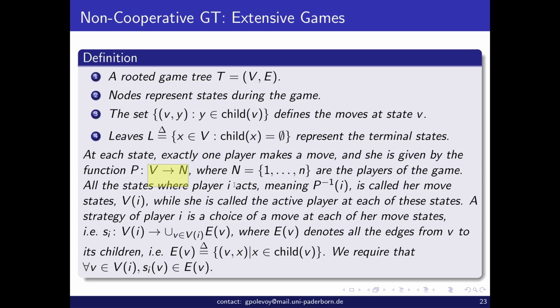Now, therefore, all the states where player i acts are the inverse image of i. So all the states from which this function goes to player i, denoted as P inverse of i. It's simply the states from which the function that tells who acts now goes to player i. All the states from which i acts. They're called her move states. I suspect many books will call it action states. So let's be aware and understand what they mean, because it depends. I know some people call it move, but anyway, be aware when you read a book. Okay, so they're called move states of the player, then denoted by V_i. So V is the set of all the states.